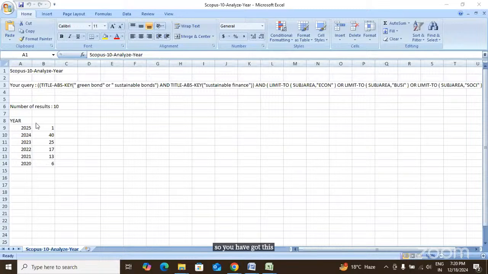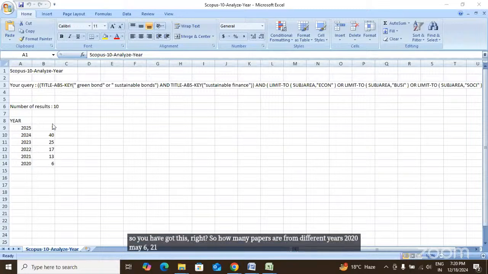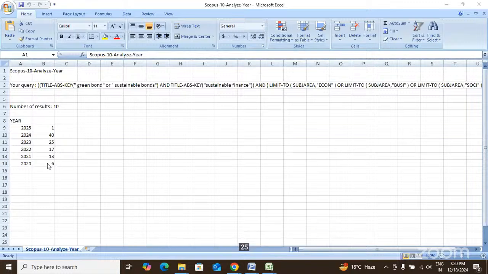So how many papers are from different years? 2020 has 6, 2021 has 13, 2025 has 1. So this is one table that you will be using while writing the SLR paper.